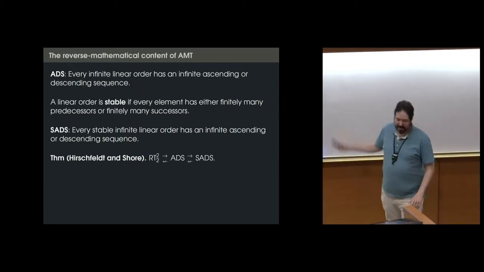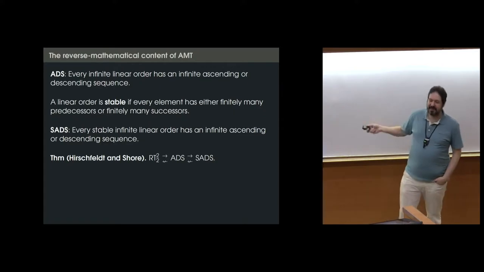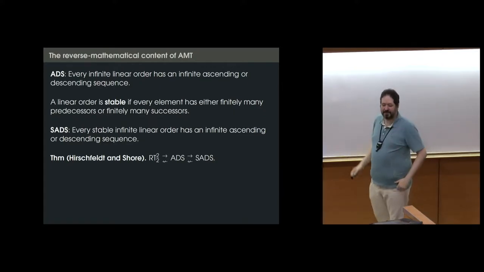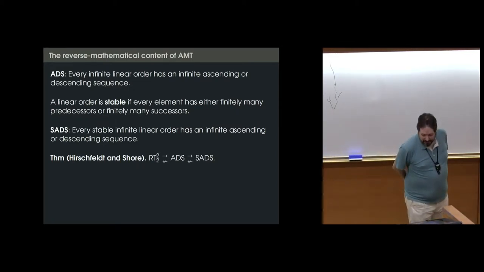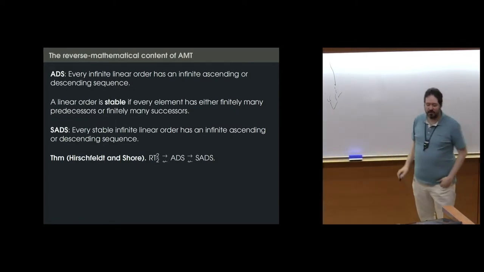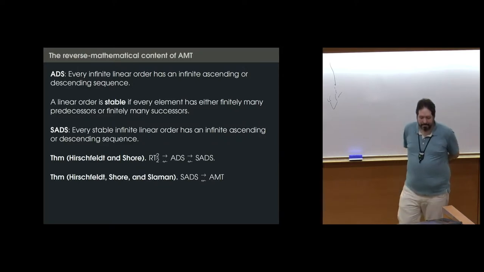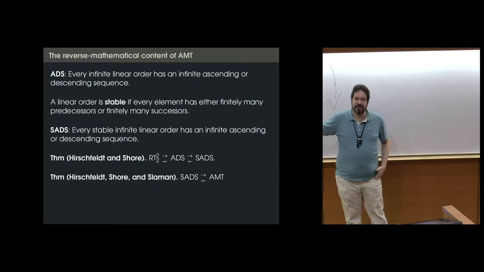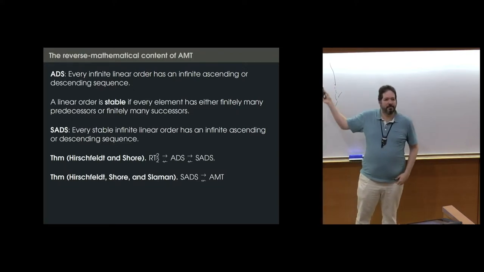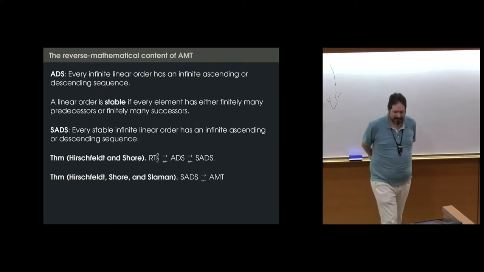So RT22 implies ADS. And ADS in turn implies SADS, and they're getting weaker and weaker. SRT22, of course, also implies SADS. So we're talking about a fairly weak principle, but AMT is even below that. So, not proven that we know it's completely weak, but provable from SADS.